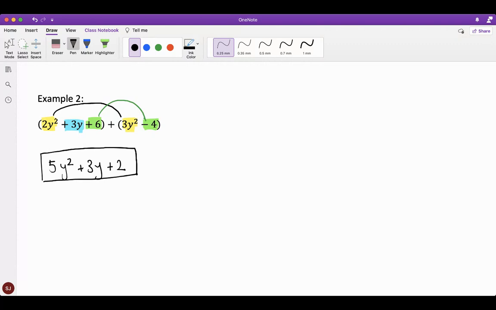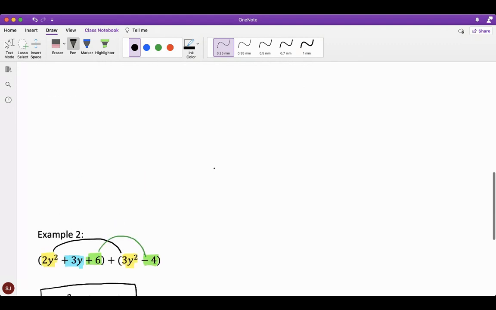So again, we began by identifying the like terms from each of the polynomials. 2y squared is like the 3y squared, so these two go together. 3y was alone. There was no other term here that had a like variable, so we just leave it alone. And lastly, the constant 6 and -4 are alike, so you combine those two together. And then we're done. So that is it for today's notes.